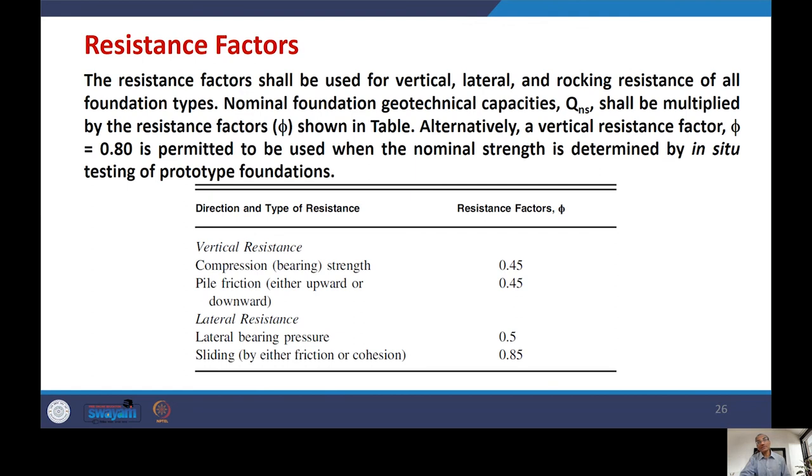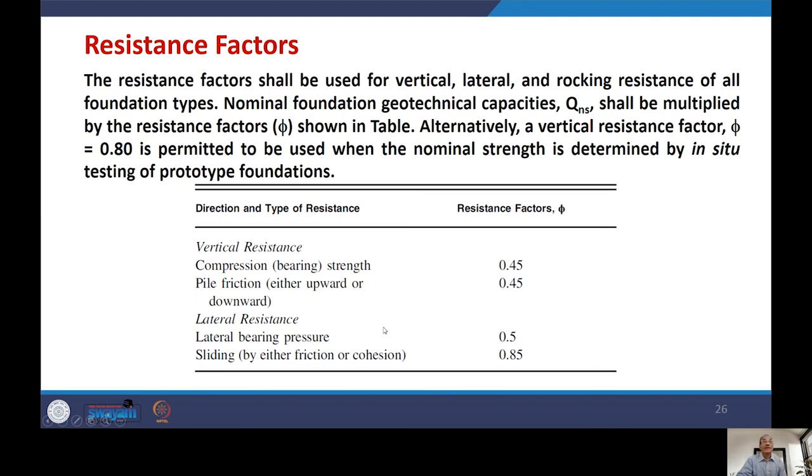Then further, the ASCE code says the resistance factor shall be used for vertical, lateral, and uplift resistance, for all foundation types. Nominal foundation geotechnical capacities QNS shall be multiplied by the resistance factor phi, which is shown in the table, or alternatively, a vertical resistance factor phi equal to 0.80 is permitted to be used, and the nominal strength is determined by testing. So these are the restrictions, and in this table, one is for vertical resistance, another is lateral resistance.